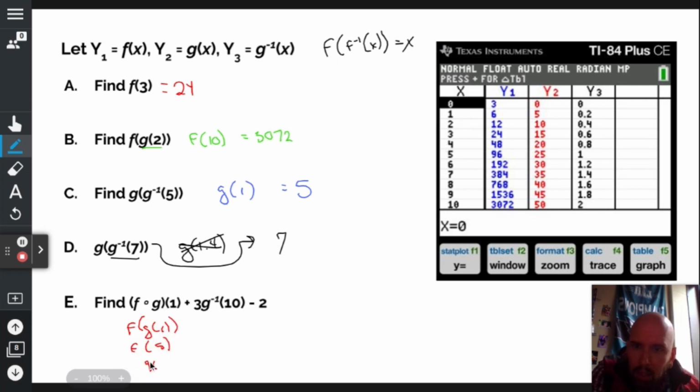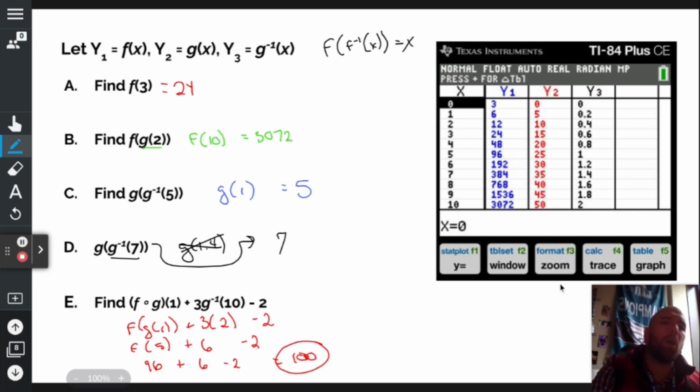Okay, I got that. Plus 3 times the inverse g of 10. So that was the inverse, so that's 2. Minus 2. So plus 6 minus 2. 96 plus 6 minus 2 is going to be a perfect hundo. Oh man, I don't think I meant for that to happen when I created this problem, but it happened, and look at that. Look at God.